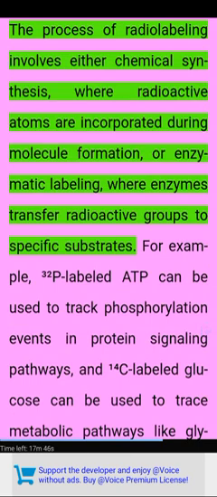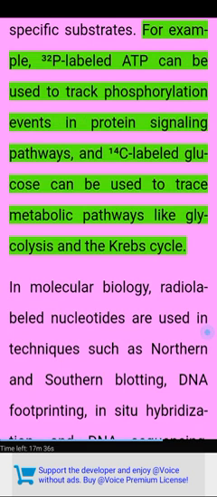The process of radiolabelling involves either chemical synthesis, where radioactive atoms are incorporated during molecule formation, or enzymatic labeling, where enzymes transfer radioactive groups to specific substrates. For example, ³²P-labeled ATP can be used to track phosphorylation events in protein signaling pathways, and ¹⁴C-labeled glucose can be used to trace metabolic pathways like glycolysis and the Krebs cycle.